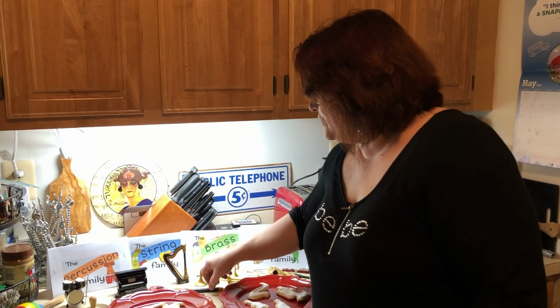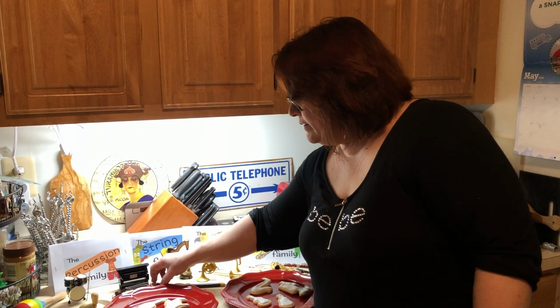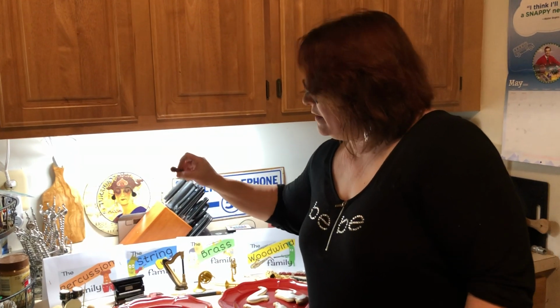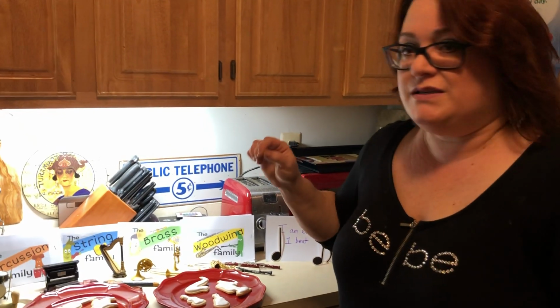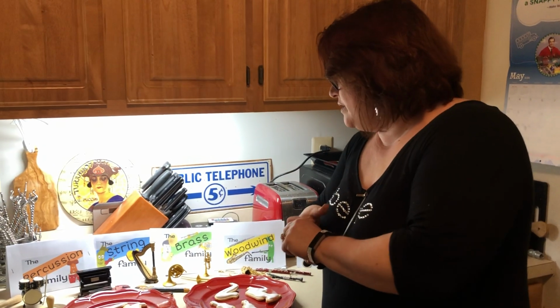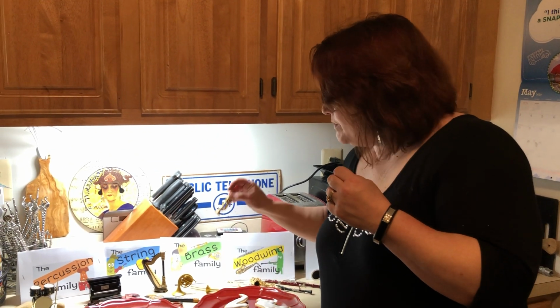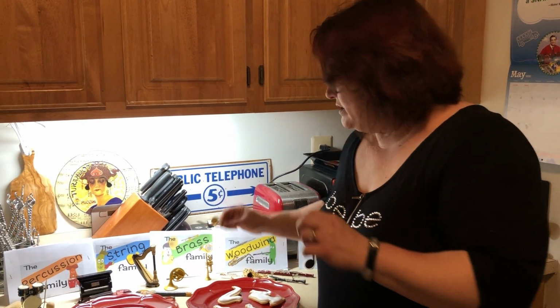Okay, string families have strings you bow to play, some you pluck. And here is my cello. I don't have a viola. Here is my violin. And here is the guitar pen. Brass families are made from brass material. You buzz your mouth to create an embouchure to play them. Here's my trumpet. Here's my French horn. My trombone got a little bit twisted. Sorry about that.